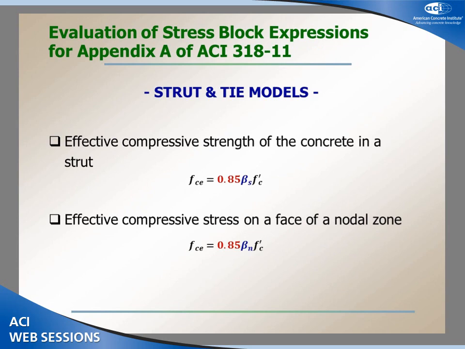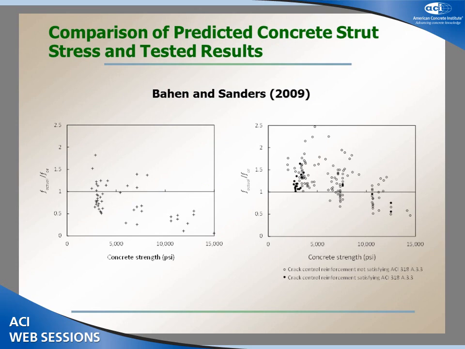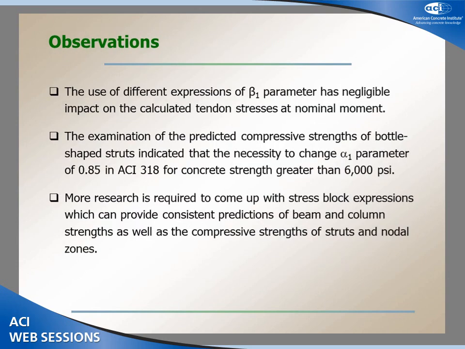When you look at Appendix A, they do have two design equations. They are the equations for calculating effective compressive concrete strength in a strut and in the nodal zone. Bahen and Sanders already studied the impact of the increase of concrete strength on the calculated concrete strut strength. And as you can see, as concrete strength increases, the code starts over-predicting the concrete strut strength. The first figure shows when there's no reinforcement. The second figure shows there is some reinforcement, with or without satisfying the code requirement.